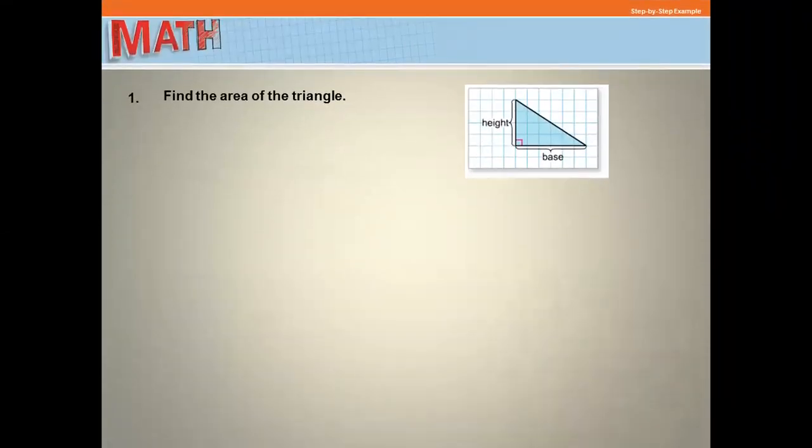First, find the area of this triangle. So this is my base and this is the height. How did I know that is the height? Because the height is perpendicular on the corresponding base. So this height is perpendicular, which forms a right angle.